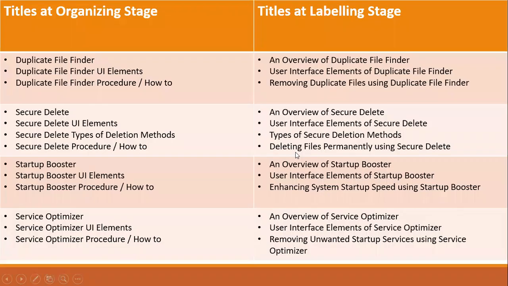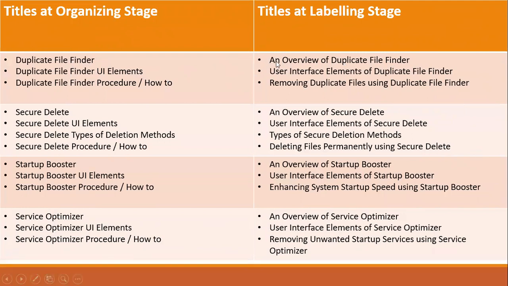Okay, so now let's look at the example. This one is going to move pretty quickly. The titles at the organizing stage which we had given were duplicate file finder and all of these over here. Now we have changed them to appropriate titles, because we have gone ahead and explored these features, and we have understood what these topics are all about. So this is what the labeling stage does.